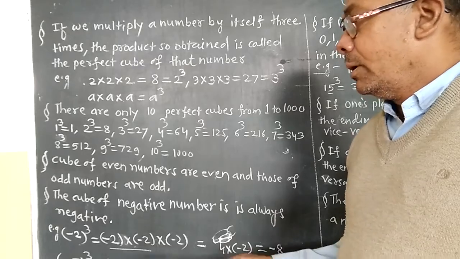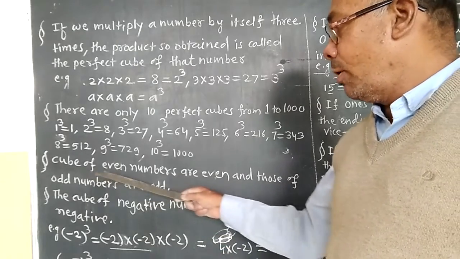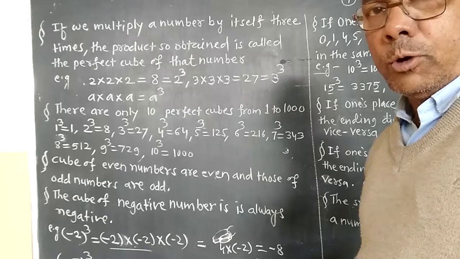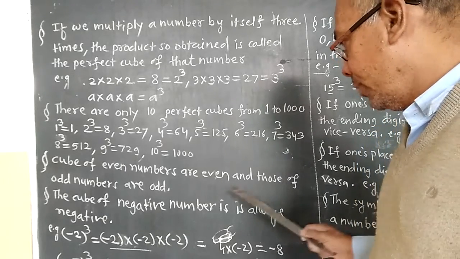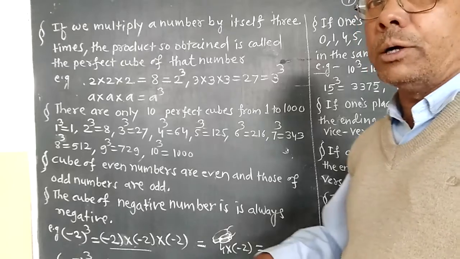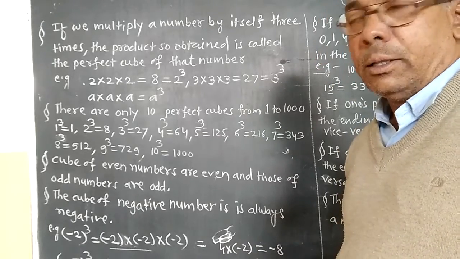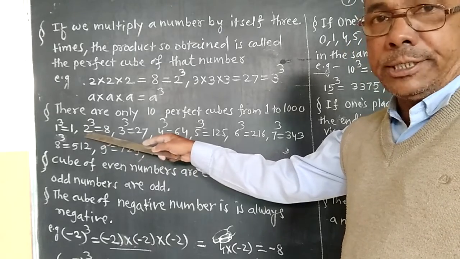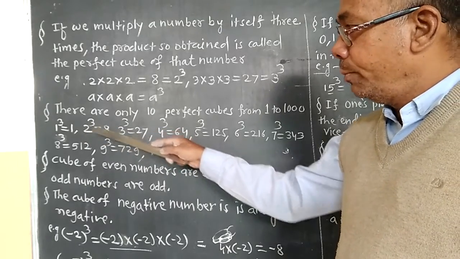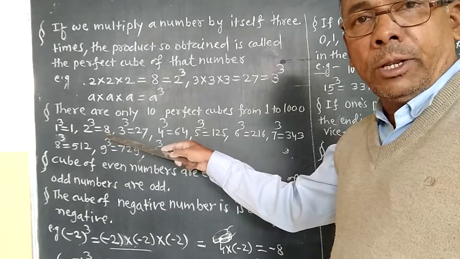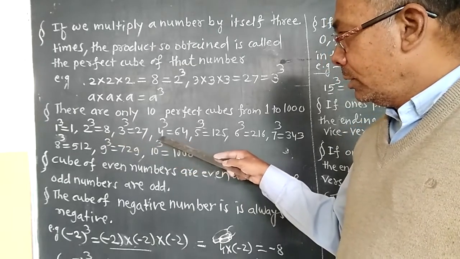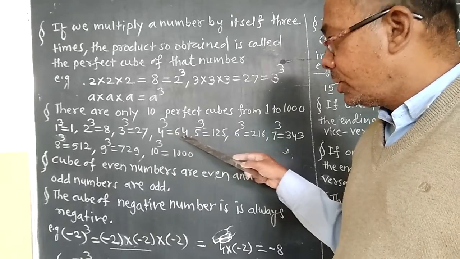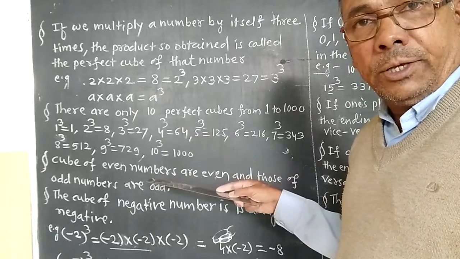Now, our next point is cube of even numbers are even, and cube of odd numbers are odd. If we check here, 2 is an even number, and its cube 8 is also an even number, or 4 is an even number, and its cube is 64. 64 is also an even number.